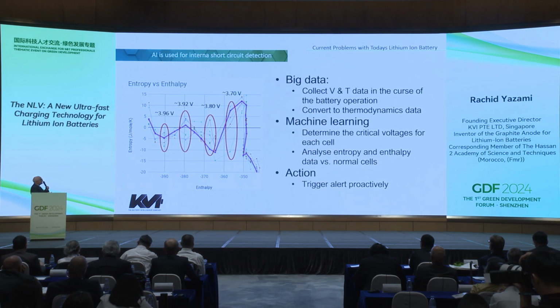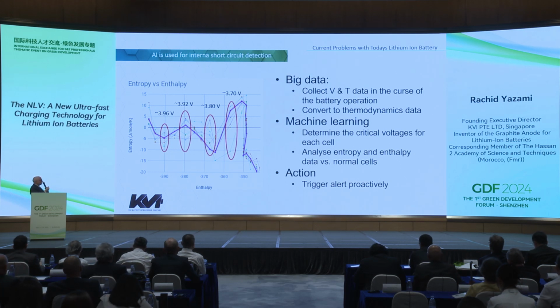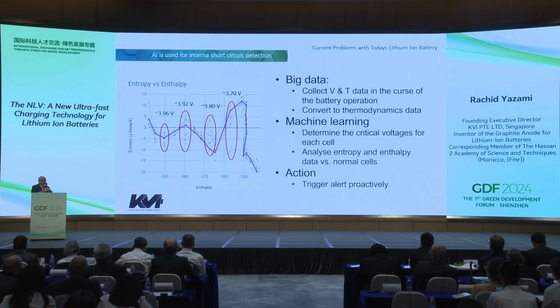So here, this is what I just said, because we collect a lot of data on the battery during operation. And from this, if we measure voltage and temperature, we can convert this data to thermodynamics and especially entropy and enthalpy. And then from this data, we process them and determine the critical voltages for each cell and analyze the entropy and enthalpy data versus the normal states of the battery that has no internal short circuits. And then after that, we have a system that can trigger an alert or an alarm to say that within a battery pack that has thousands of cells, which cell has a problem. Okay, so this system will detect the abnormal cell within a battery pack.